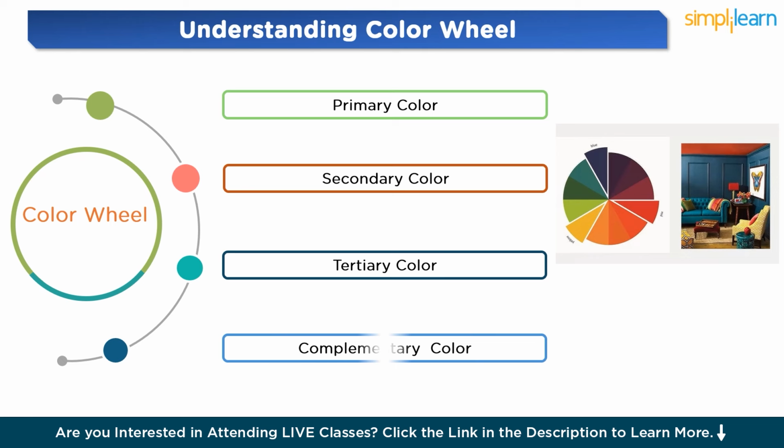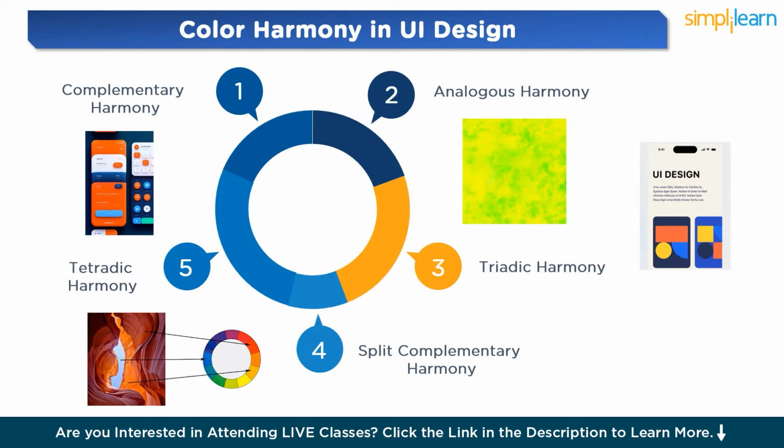Color harmony in UI design. Color harmony is essential in UI design as it ensures that the combination of colors used in an interface is visually pleasing and coherent. There are several harmony schemes that designers can employ to achieve this goal. 1.